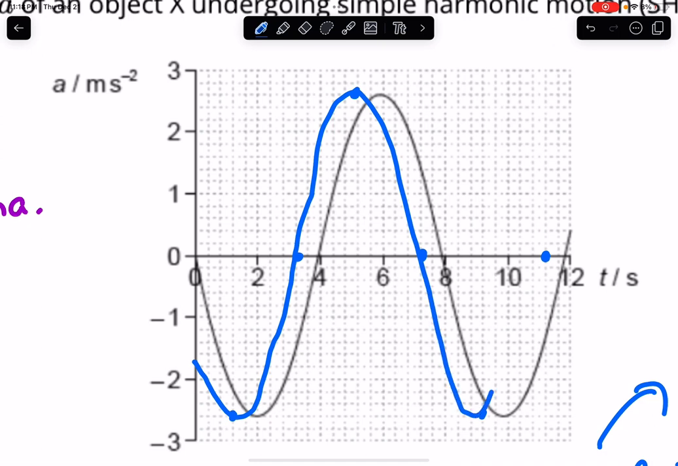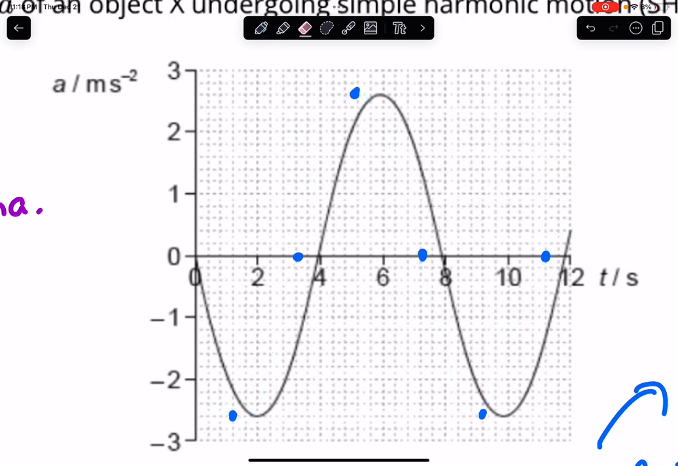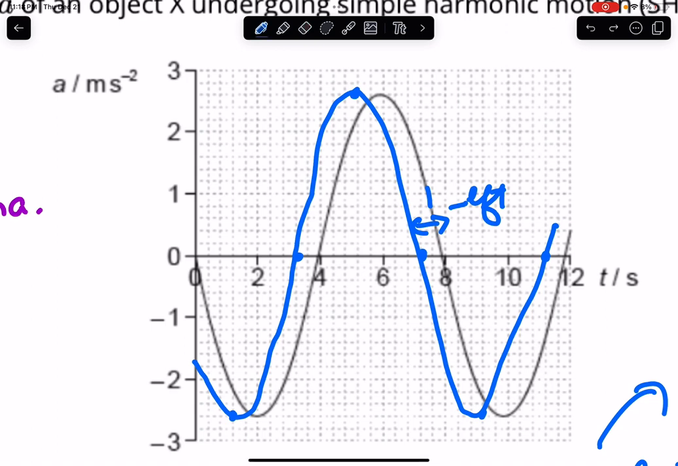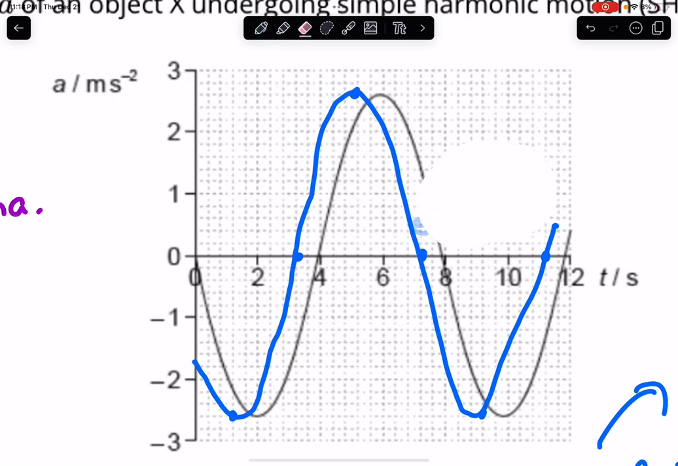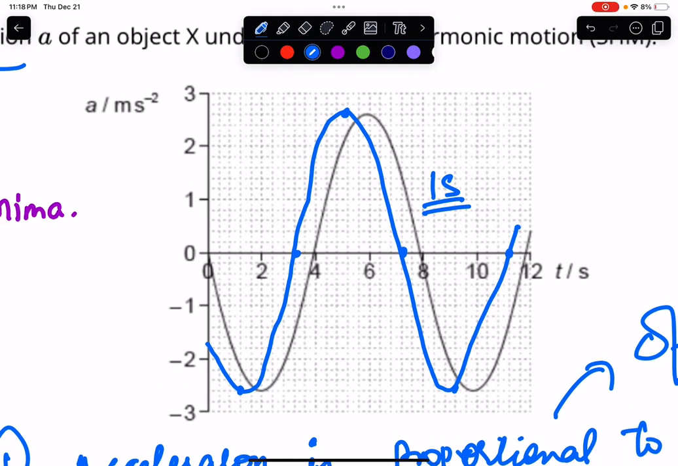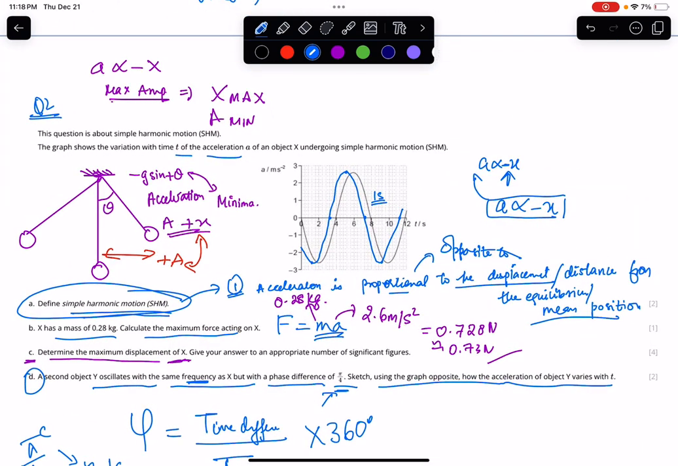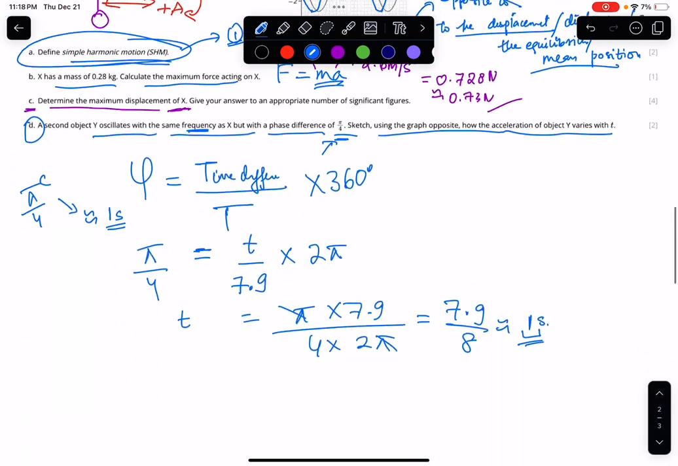What you have to note is that both of these functions are exactly the same. The only difference is that they're shifted by 1 second to the left. If you want, you can draw a function that is shifted 1 second to the right. That's your personal choice, whichever you feel like. But the main idea is that this new function should be shifted by 1 second. So that's how we would be looking at this idea of phase difference.